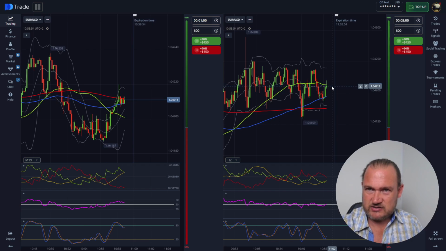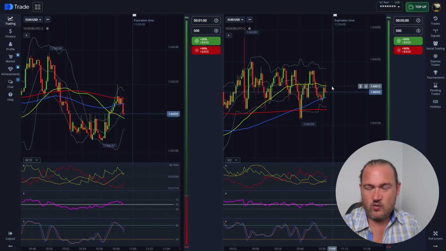Anybody that trades the actual data release is gambling. There's no way you can know before the time what the numbers are, what the actual figures are, or how the market's going to react to it. We don't know.